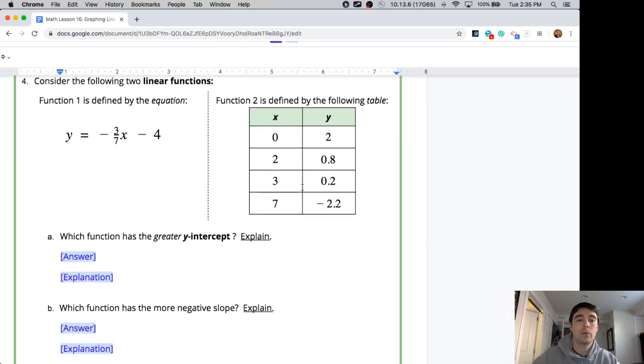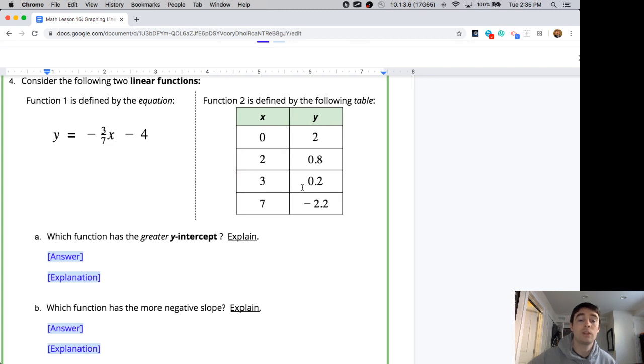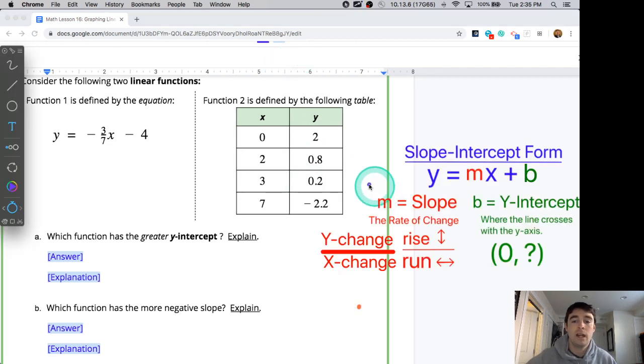Here for problem 4, they say consider the following 2 linear functions. And our 2 linear functions are provided. Function 1 is an equation, and then function 2, our other one. So function 1 is going to be the equation in purple, and function 2, we have a table for that one. So function 2, which I'm going to call the green function, is shown as a table. Function 1, which I'm going to call the purple one, is shown as an equation.